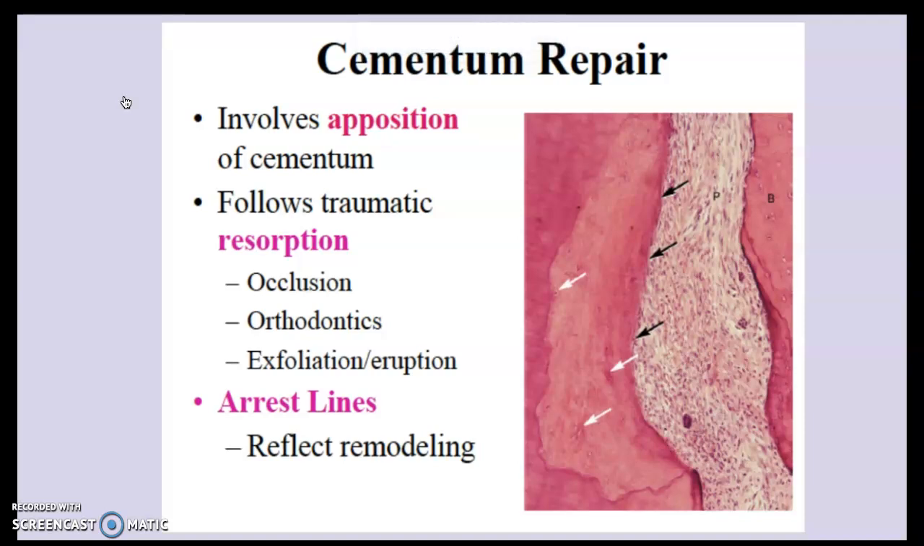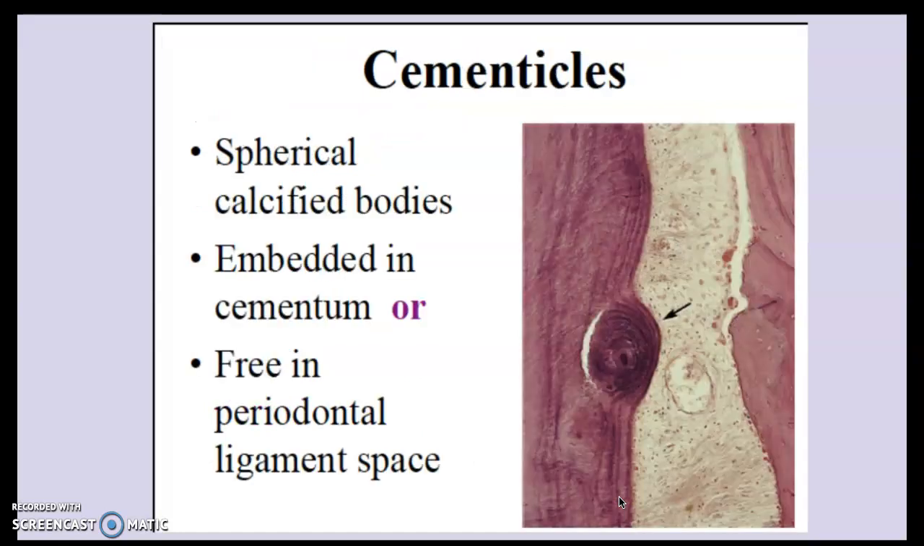So again, this involves layering of the cementum when it follows resorption, traumatic resorption, such as occlusion, orthodontics, exfoliation, or eruption. And again, we have arrest lines that reflect remodeling. Think about if you were to get a skin graft, you will see where that new skin overlaps the other one. And that's kind of what this looks like. It's kind of like a piece of a puzzle as well. So those are arrest lines.